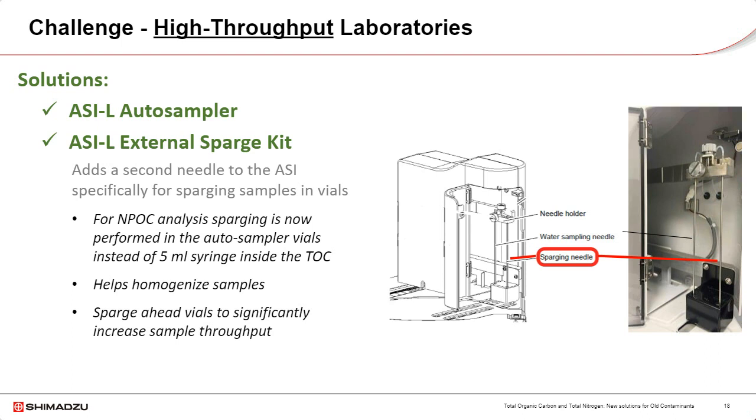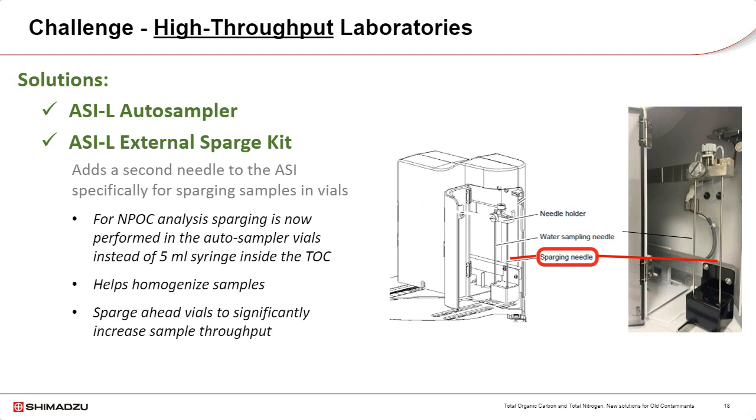Now, the external sparge kit, as seen in this picture, simply adds a second needle to the autosampler for the sole purpose of sparging vials on the autosampler. This will in turn reduce the overall time required to run a batch of samples compared to the standard configuration of sparging the samples internally in the syringe inside the TOC.